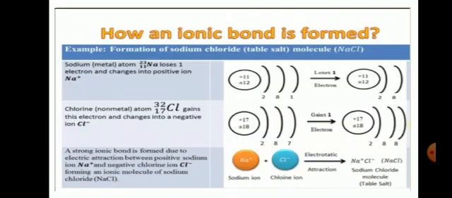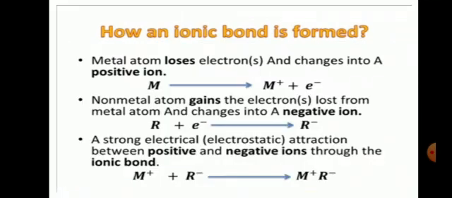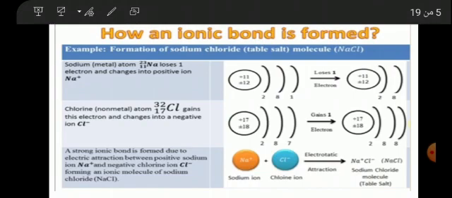How is an ionic bond formed? We have the example of sodium chloride. Let's talk about the formation of the sodium chloride molecule. Here, the sodium metal atom has 11 electrons, so its configuration is 2, 8, 1. Before, I said if the outermost energy level has 1, 2, or 3 electrons, the atom loses them. After losing the electron in the outermost energy level, the configuration will be 2 and 8, and it will be a positive ion.